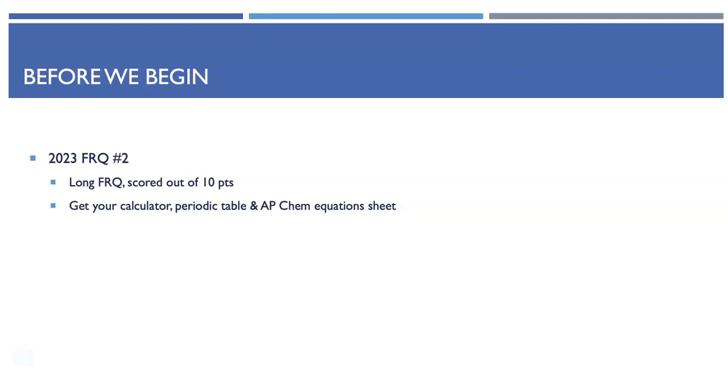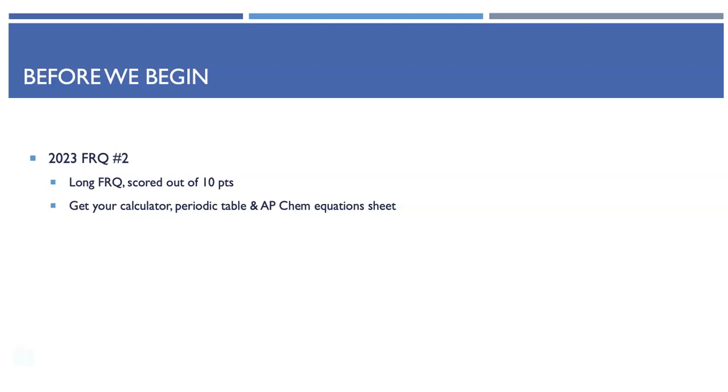Now, you may already know this, but just in case you didn't, I wanted to point out that free response question number 2 on any AP Chemistry exam from the last decade is a long free response question. That means it's scored out of 10 points, and it could have as many as 7, 8, even 9 parts to it. They're really long questions.